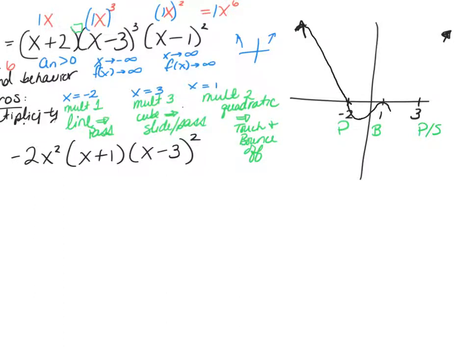So if I were to zoom in on that point, that's going to look like a quadratic. And then when I come back to 3, not only am I going to pass, I'm going to kind of slide through and then come up. And that's what my graph will look like, give or take, based on what I expect from my multiplicities, my zeros, my leading coefficient, and my degree. How was that?